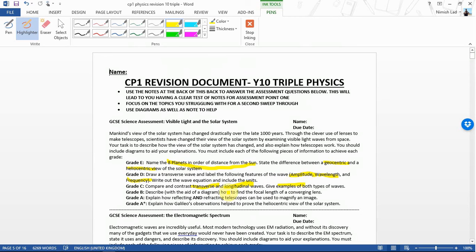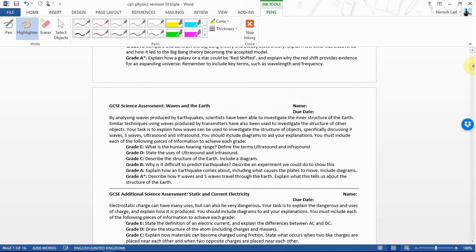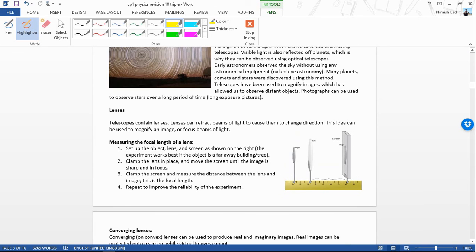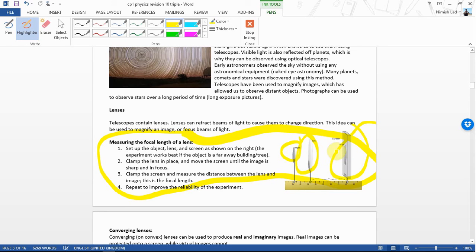Right, to describe with the aid of a diagram how to find the focal length of a converging lens. This is one of the experiments that you would have done in class. You would have done it in year 9, so it's been a bit of time since you've done it. What I've done is I've labelled it in a very clear way over here. You've got a little picture of the experiment, but also a few notes about it too. The first thing is you need to set up an object, the lens, and a screen. It's best if you're using a faraway object. It works really, really well, say a tree from a window.